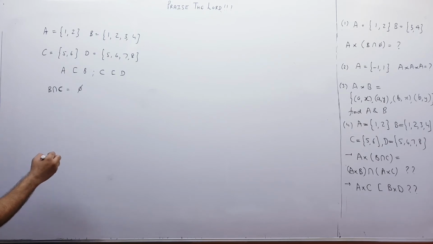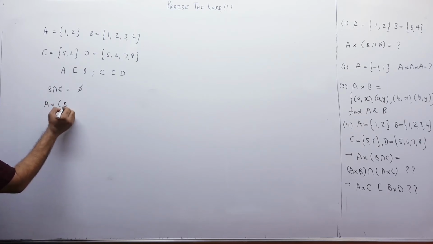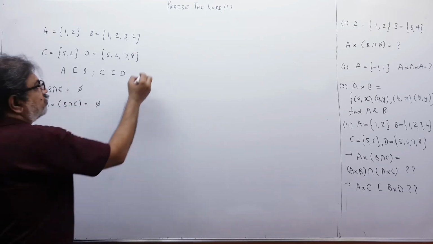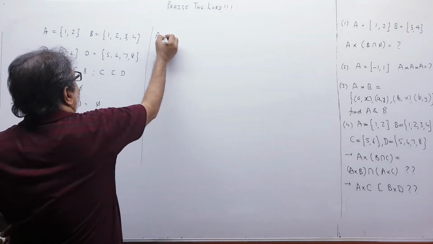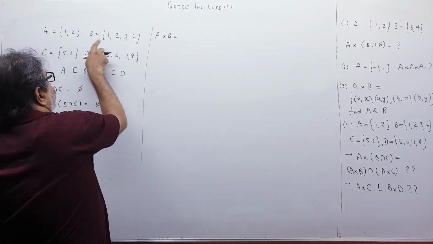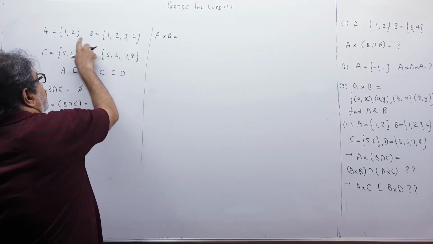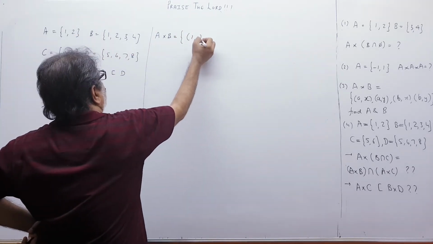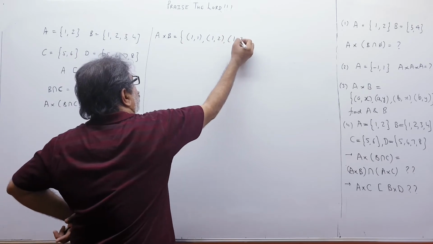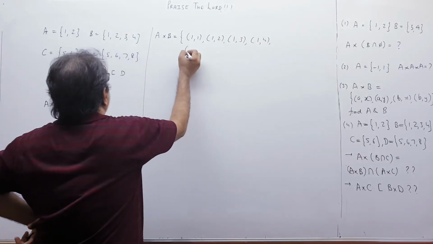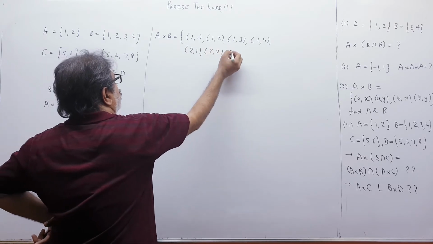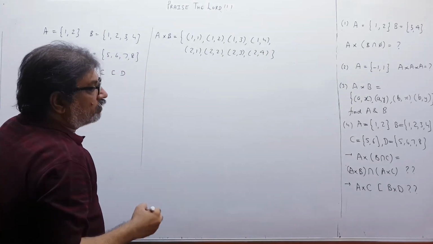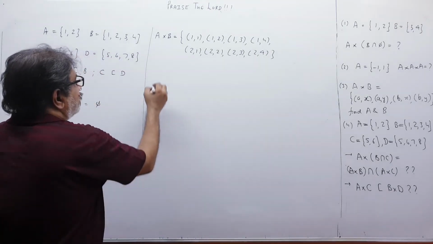So A cross B intersection C, that will be null set because A cross null set. Then you want A cross B. What will be A cross B? A cross B. So (1,1), (1,2), (1,3), (1,4), then (2,1), (2,2), (2,3), (2,4). So A cross B will be (1,1), (1,2), (1,3), (1,4), (2,1), (2,2), (2,3), (2,4). What will be A cross C?